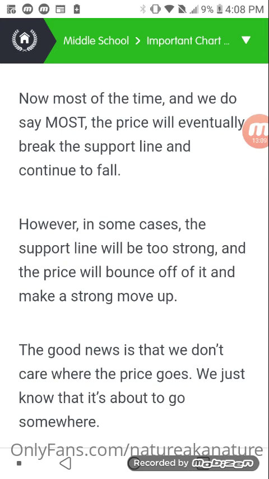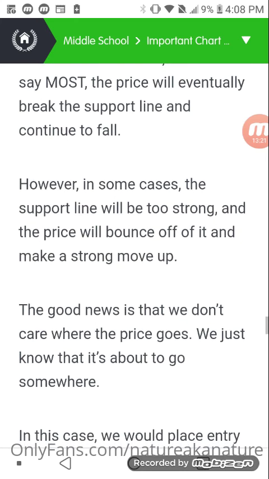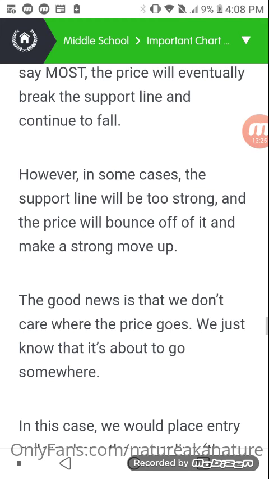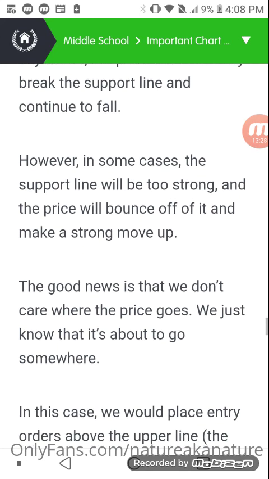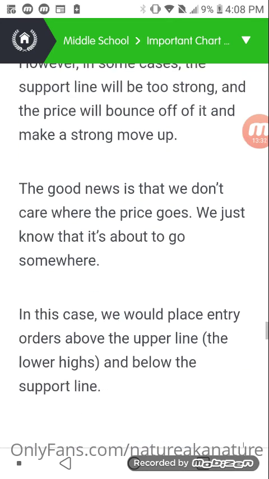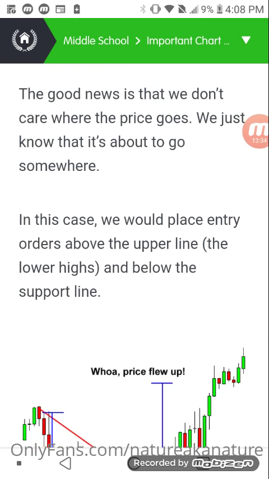However, in some cases, the support line will not be strong enough, or it will be too strong, and price will bounce off of it and make a strong move up. It will be a fake out. The good news is that we don't care about where the price goes. We just know that it's about to go somewhere. Okay. Remember, the triangle means a big move is about to occur during an uptrend or a downtrend.